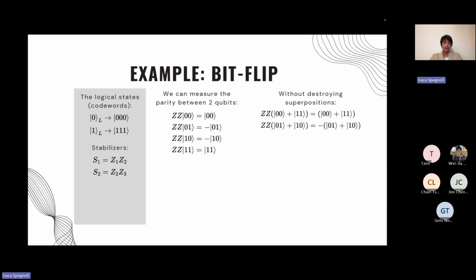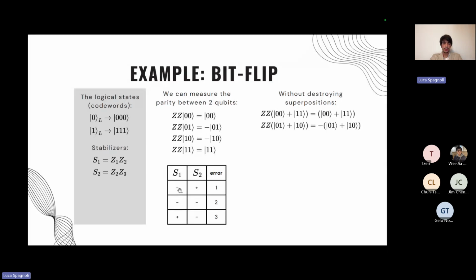If instead, say I measure the first one and I get minus one, then I know that the first two qubits were different, while the second and the third are equal. So I'm looking at states like 100 or 011. So I know that one error happened in the first qubit. The same happens with the other possible measurement outcomes. But the important point is that I defined two operators, two stabilizers, and by measuring them, I'm able to not only detect the error, but also correct it, because I know the position where it happened.